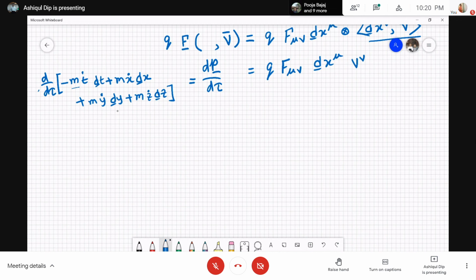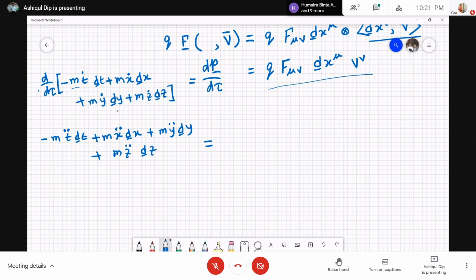If you take the derivative, on the left-hand side it will be minus m t double dot dt, then plus m x double dot dx plus m y double dot dy plus m z double dot dz. Is that clear to everyone? I just took the derivative. Okay, now this side I want to write explicitly.